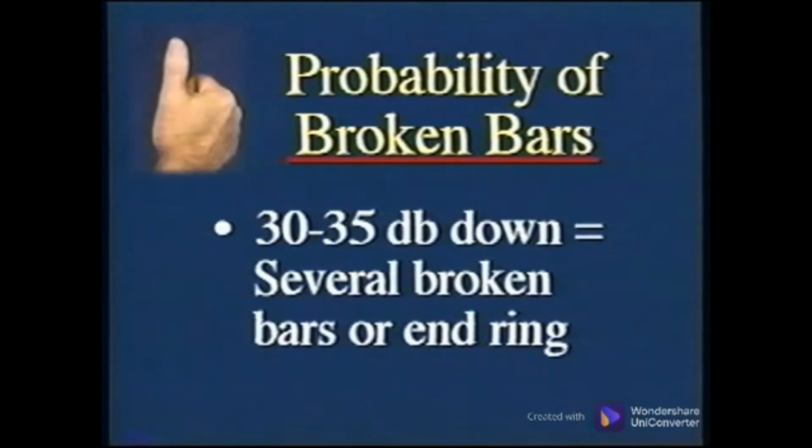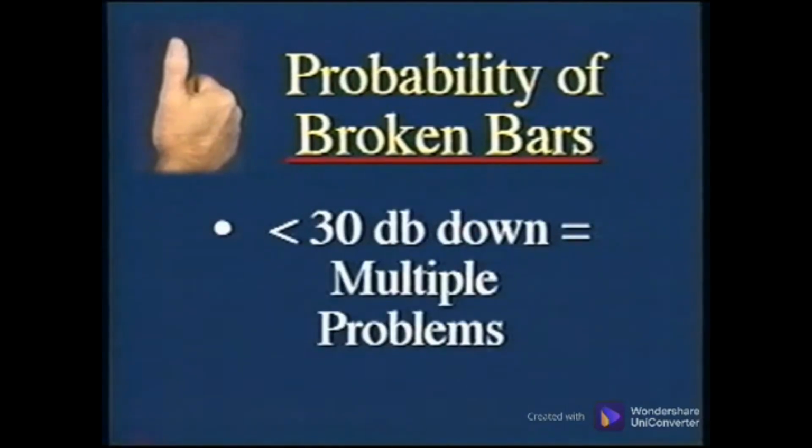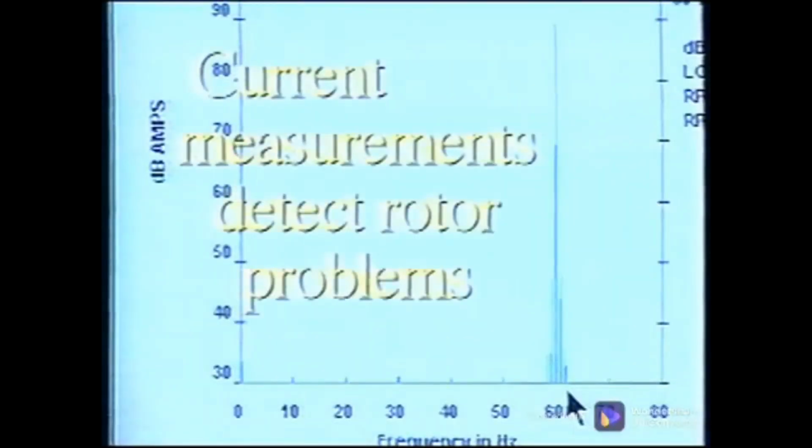30 to 35 dB down indicates there are several broken rotor bars or an end ring is broken. Schedule the replacement, or it will schedule you. If the sidebands are less than 30 dB down, there are multiple problems in the rotor, and it should be taken offline immediately and repaired. Remember that these current measurements detect the rotor condition and not the stator condition.